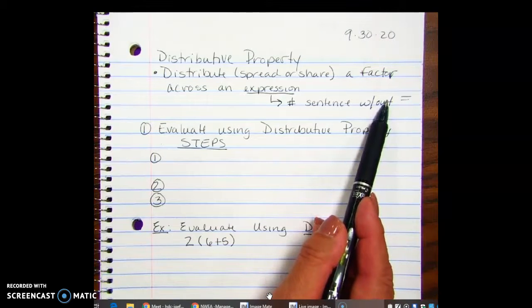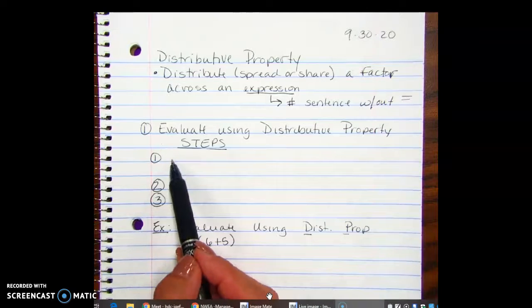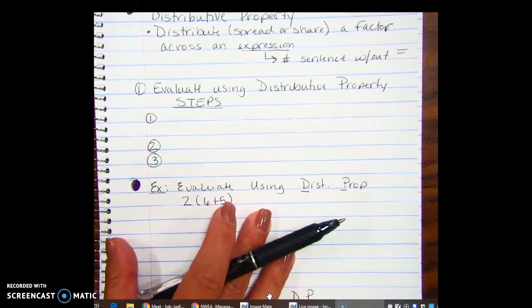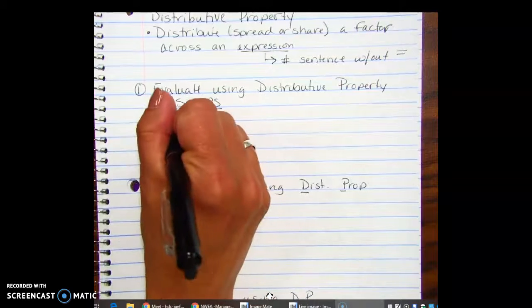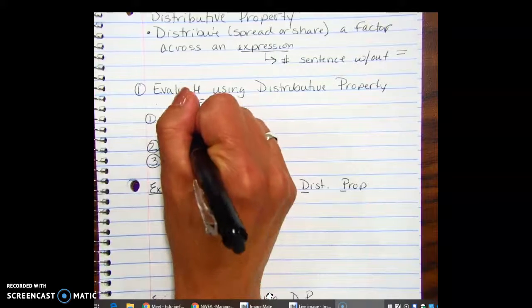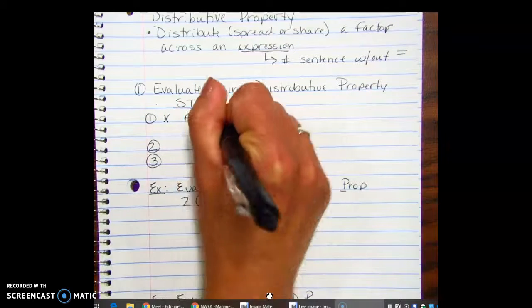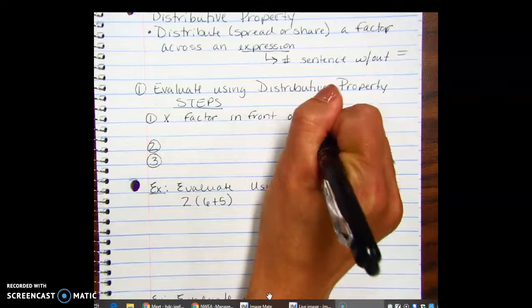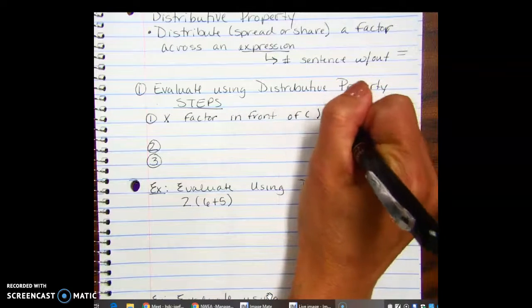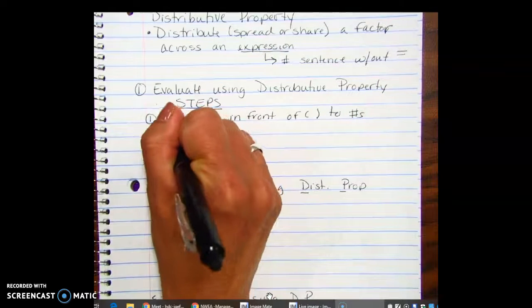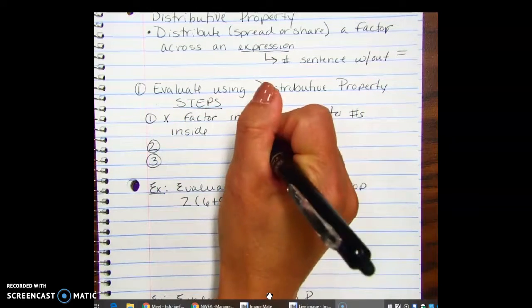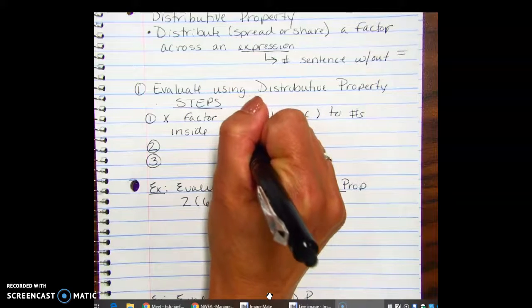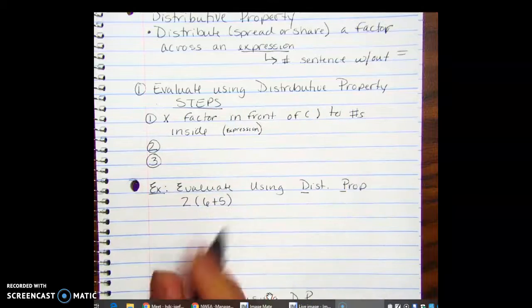Well, here are the steps. Steps are very important. Make sure you look at these and follow them each time you are asked to do your homework or on the test that we'll be taking. The first step is to multiply the factor in front of parentheses to the numbers inside of your parentheses. Now, inside that parentheses is your expression, and you will see it as we keep moving on.